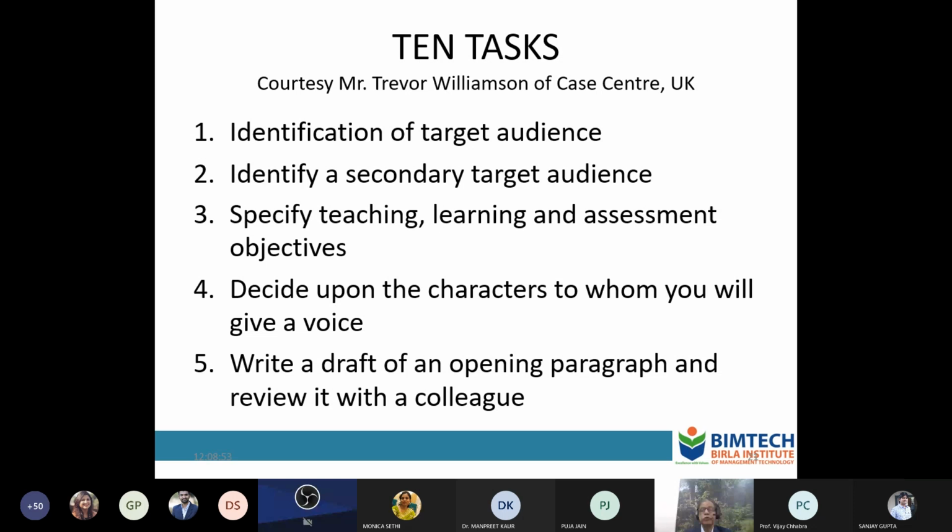Then another thing is that don't try to write the entire case in one go. You write the opening paragraph, couple of paragraphs, where you must bring in dramatization and introduce the protagonist, introduce the context, and lay before the reader the actual dilemma. That is the role of first two paragraphs.